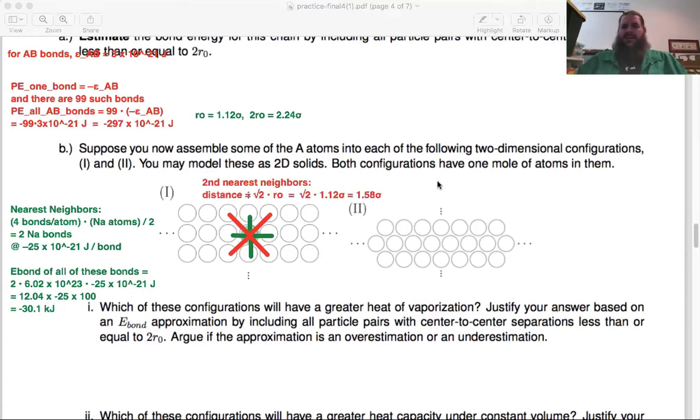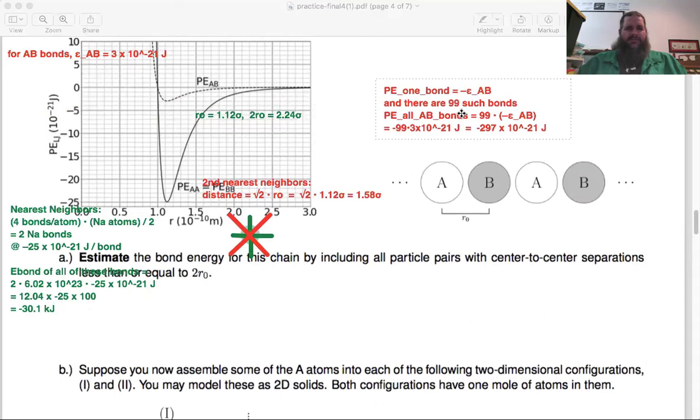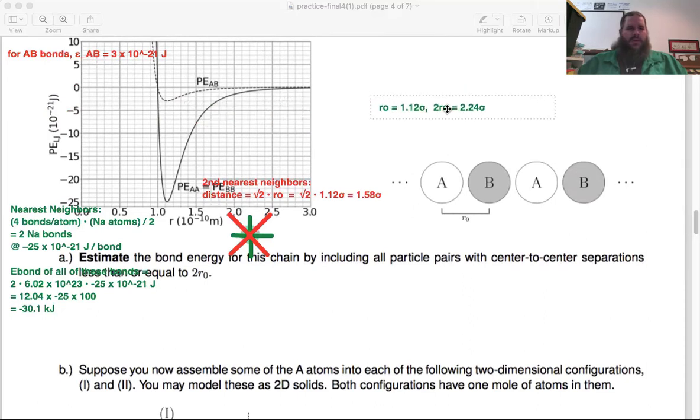So once again, we can take a look at the graph, consulting the graph of potential energy, but now instead of looking at 1.12 sigma, we're going to look at 1.58 sigma. So going back to this graph, you can probably get this now. We have 1.58 sigma. So something like here. I guess that's 1.5, 1.6, so a little bit before 1.6.